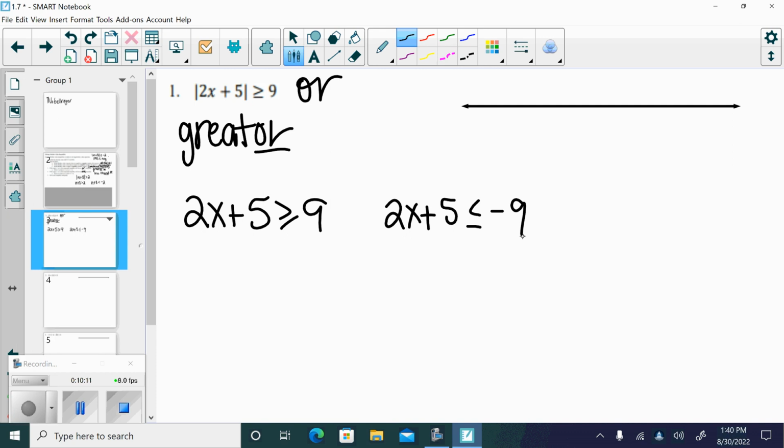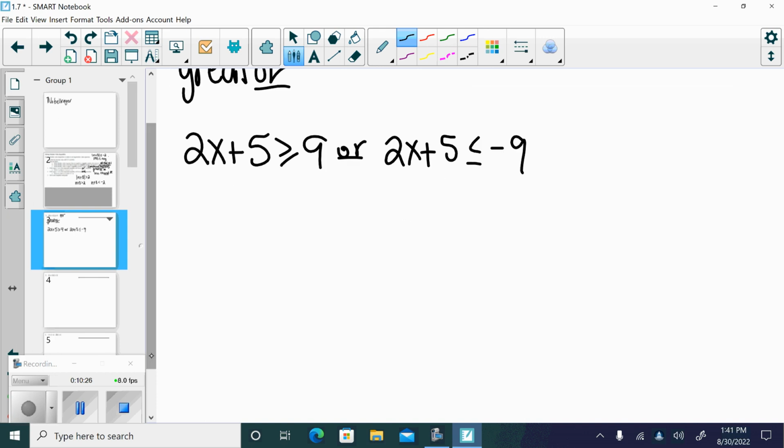And now we have two inequalities that we can solve. So reminder, this is 4. Okay, so this is an OR inequality. Just like we talked about on Thursday, you just have to solve them, and then we'll figure out what to do at the end with that OR.